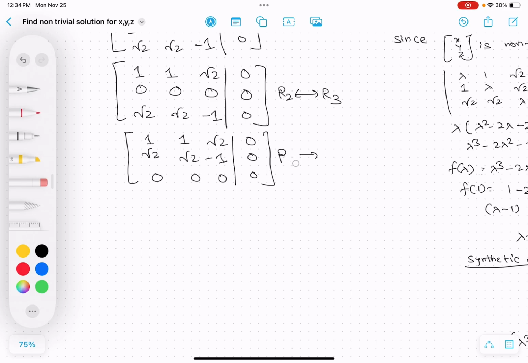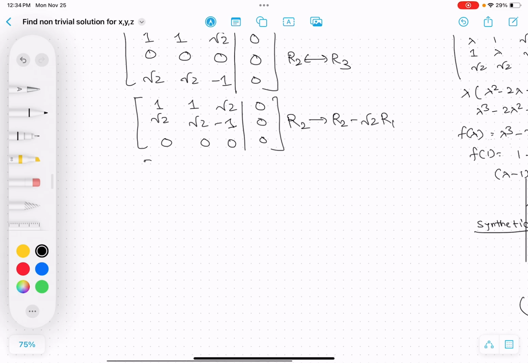Okay, so row 2 is row 2 minus root 2 row 1, right? And that gives us 1, 1, root 2, 0. And if I do root 2 minus root 2 times 1, that becomes 0. This becomes 0. And minus 1 minus 2, so that becomes minus 3, is it? Yeah, minus 3, 0, and then 0, 0, 0, 0.